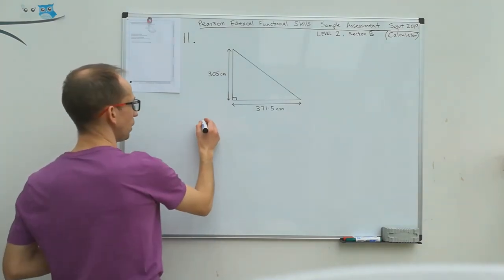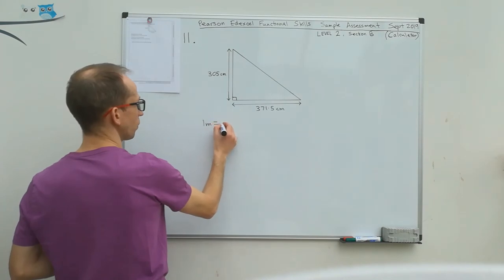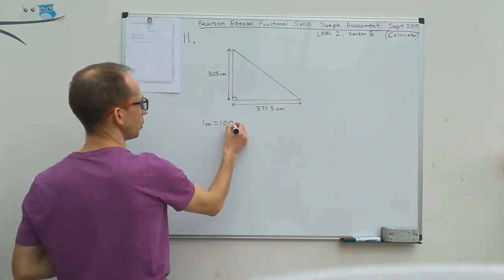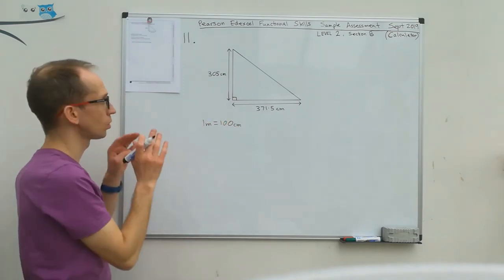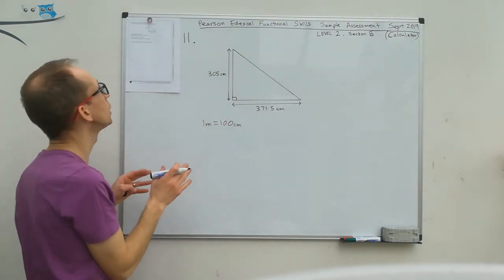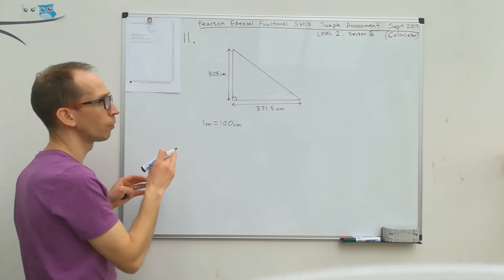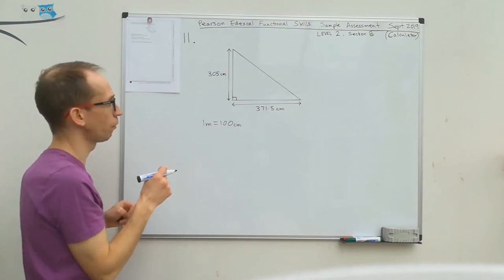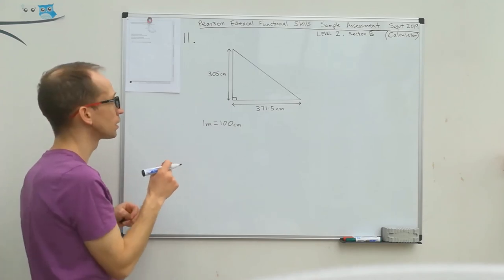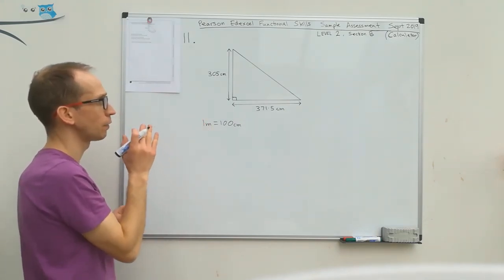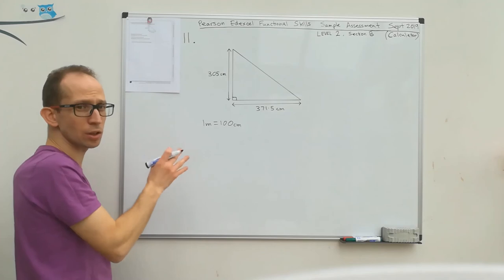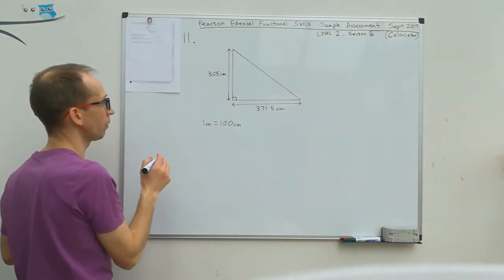Okay. Now, I know that 1 metre is 100 centimetres. So I'm going to convert these to metres straight away. It's much easier for when we're going to use our formula for the area of a triangle. So in all cases, especially area, I'd always say, if you're going to do a conversion, do it at the start of the question, and it'll make your life easier.